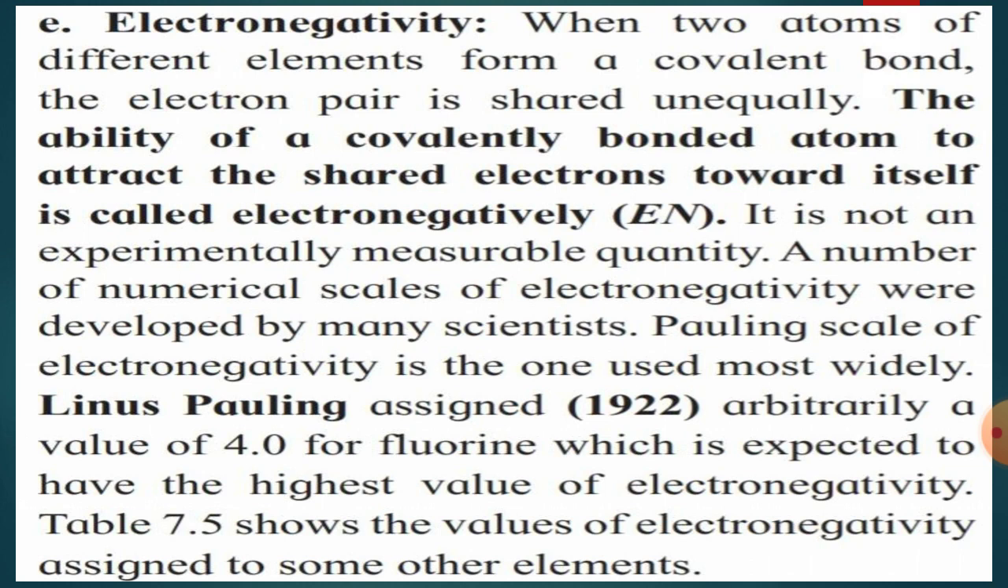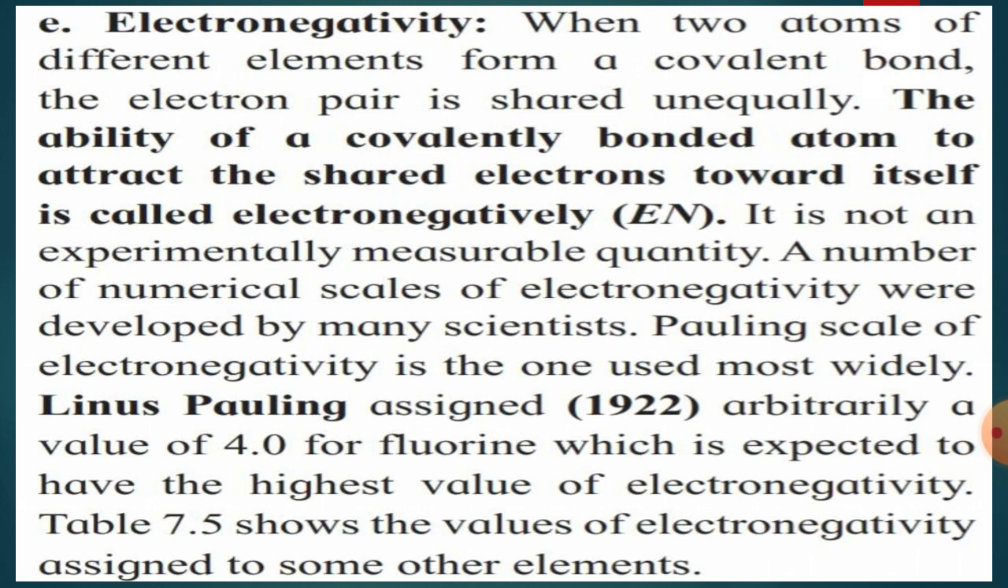When two atoms of different elements form a covalent bond, you know what is a covalent bond? A bond formed between two atoms by sharing of electrons. So when two atoms of different elements form a covalent bond, the electron pair is shared unequally. The ability of a covalently bonded atom to attract the shared electron towards itself is called electronegativity.